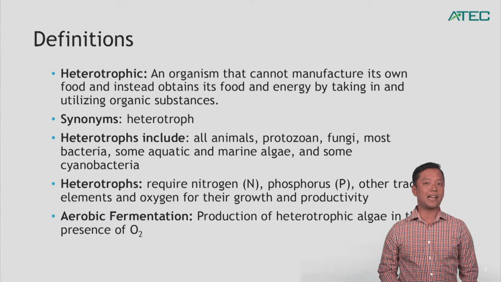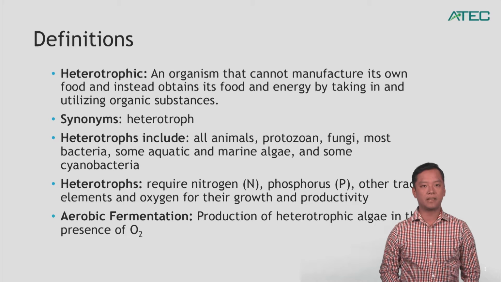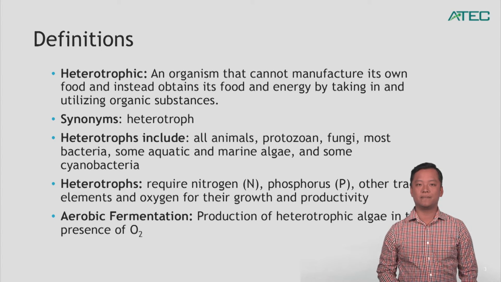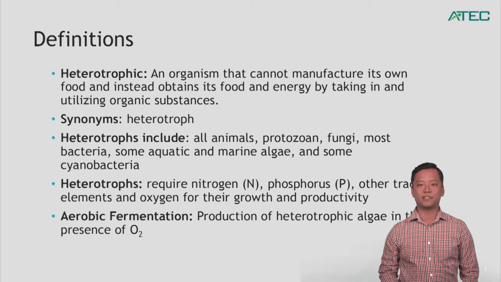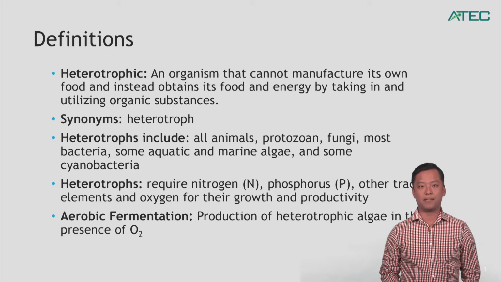Heterotrophs include all animals, protozoan, fungi, most bacteria, some aquatic and marine algae, and some cyanobacteria. Heterotrophs require, just like organisms that are autotrophs, require nitrogen, phosphorus, trace elements, and oxygen for their growth and productivity.